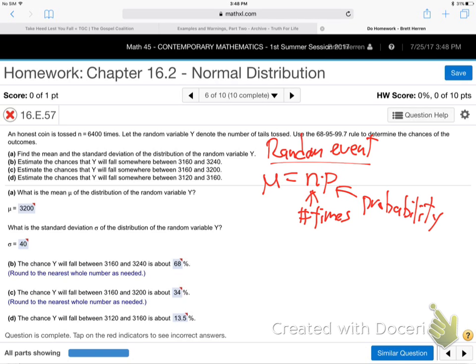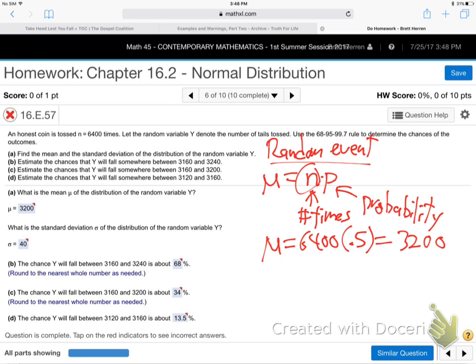So if it's flipping a coin, the probability of heads is a half, 0.5. If you're rolling a die, the probability of getting a 6 is 1 in 6. It just depends on what you're doing at the moment. We're doing it for flipping a coin on this one. So the mu, the average number of heads, will be the number of times you flip the coin, they said 6,400, times the probability of getting heads each time, 0.5, so 3,200. 3,200 is the average number of heads you're going to get.